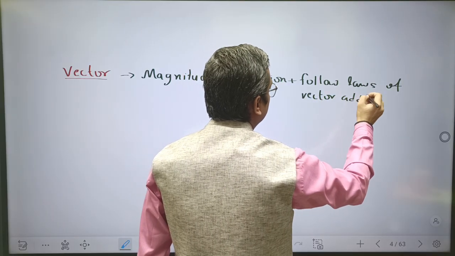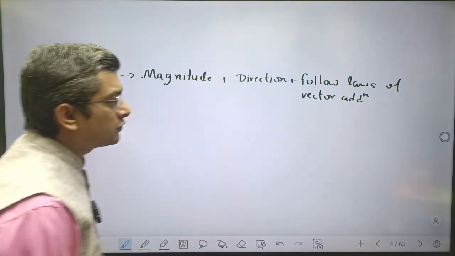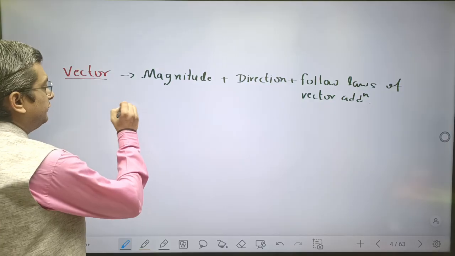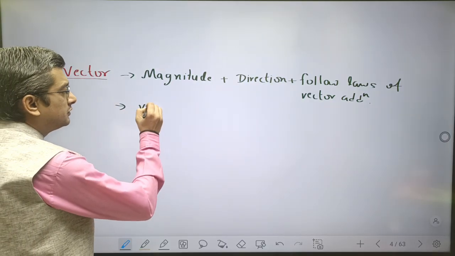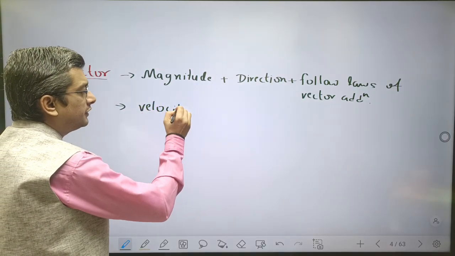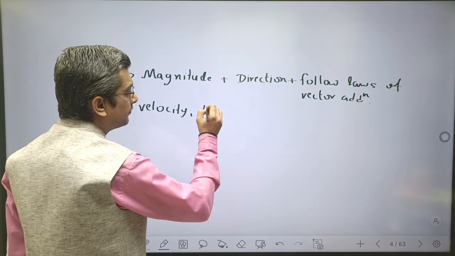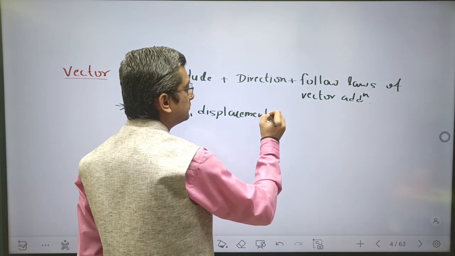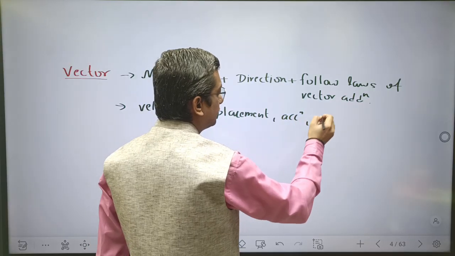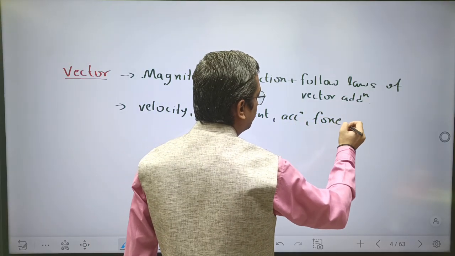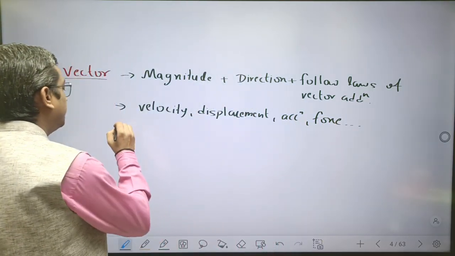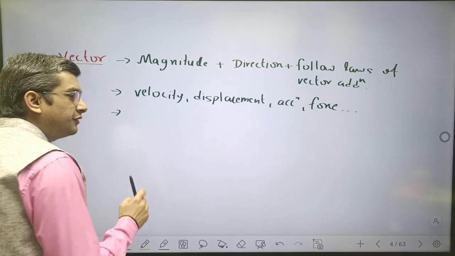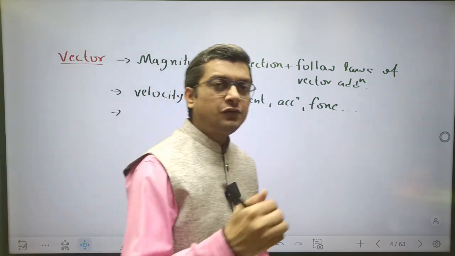We are going to learn, isn't it? So laws of vector addition. So these are the features. Now what are the examples? Examples are velocity, displacement, acceleration, force, etc.